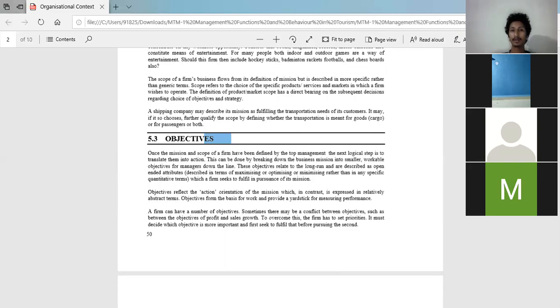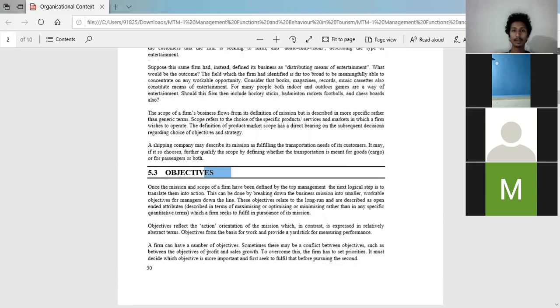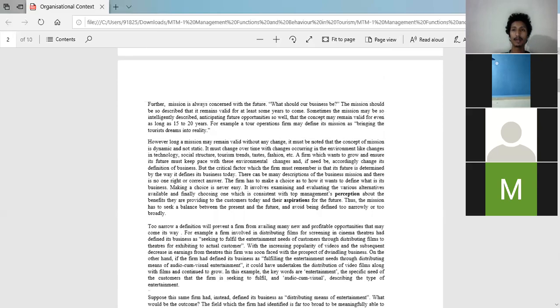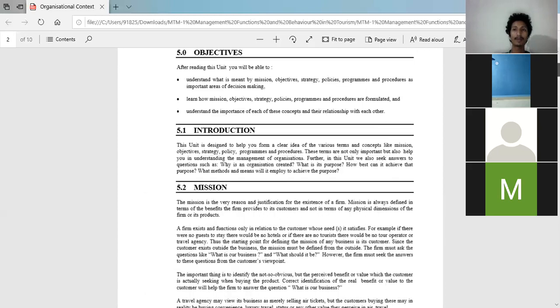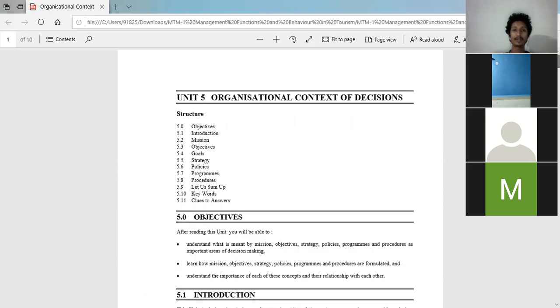I will now give you notes on this. How will you write that? Let me give the whole chapter as a question: organizational concepts of decision making. I am giving you the whole answer. You just write it down.